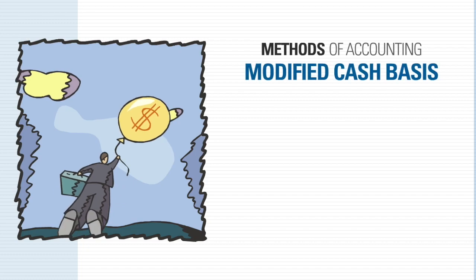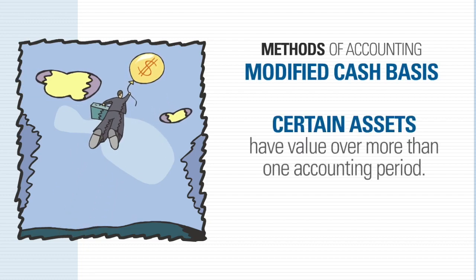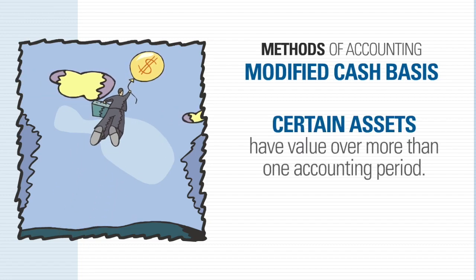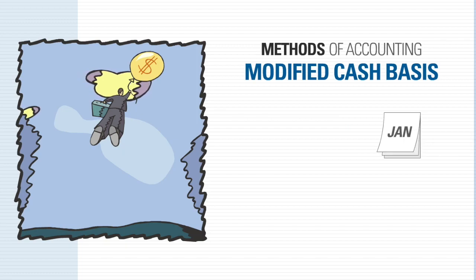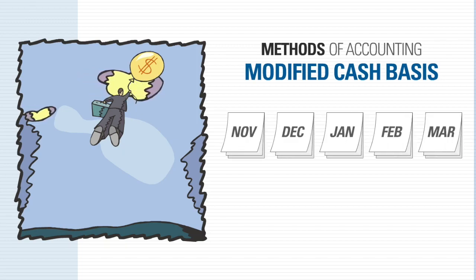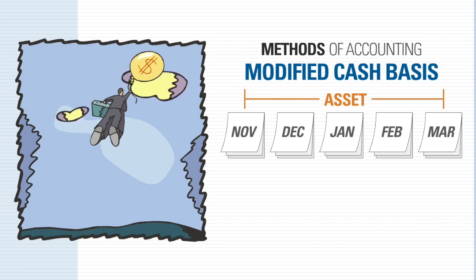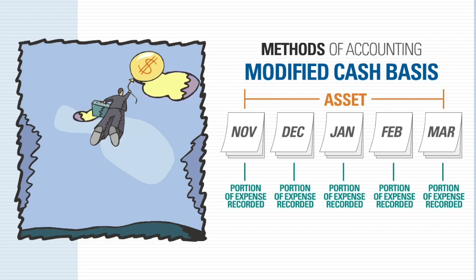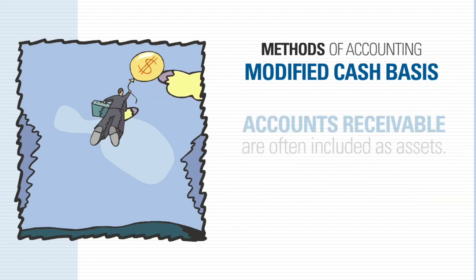The third method is called the modified cash basis of accounting. This method recognizes that certain assets have value over more than one accounting period, not just in the period during which a cash expenditure is incurred. In this method, certain expenditures that benefit the practice for longer than one accounting period are established as assets. As the benefit of the asset is realized by the practice, the asset is recognized as an expense.